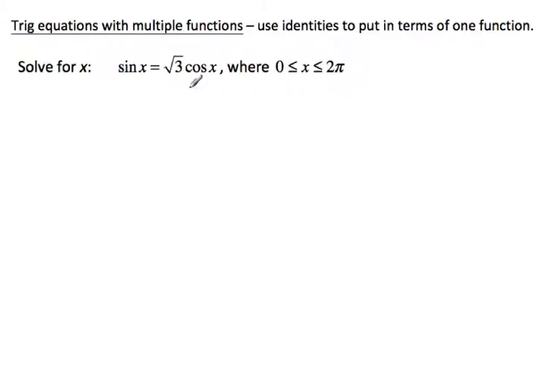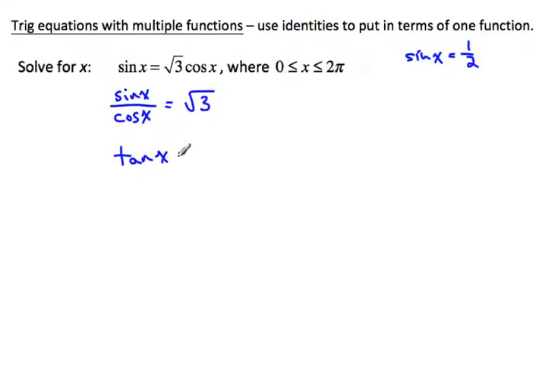Now what makes this a little trickier than simply something like sin x = 1/2, for example, is that we've got this extra cos x. And adding or subtracting sin x or cos x to either side will still leave us with the two functions. So the thing to try is to divide. If we divide both sides by cos x, we get sin x over cos x = √3. And this, remember, is the definition, or one of the definitions, for the tangent function. So the left side simplifies to tan x = √3.